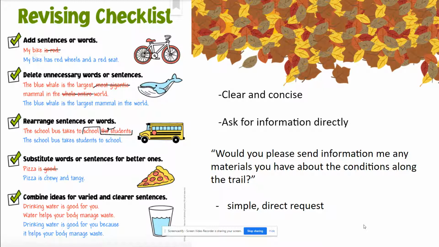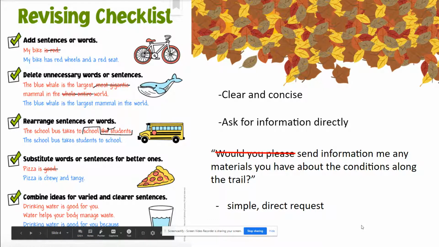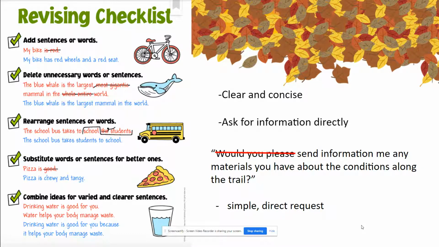If I remove the first three words from the sentence, and the sentence only stated, send information to me. Sorry guys, send information to me, any materials that you have about the conditions along the trail. This sentence would become more of a command instead of a request. It may sound rude to the reader.